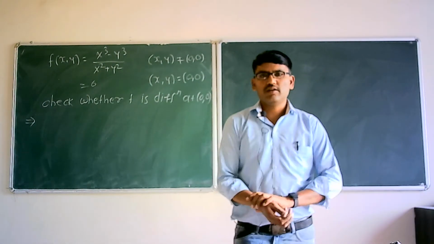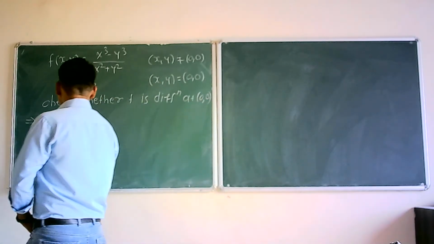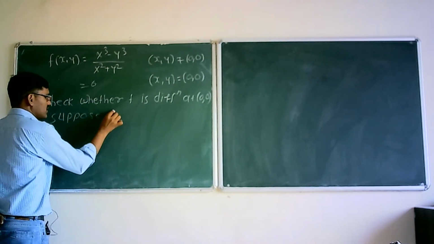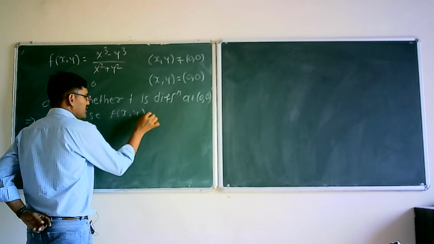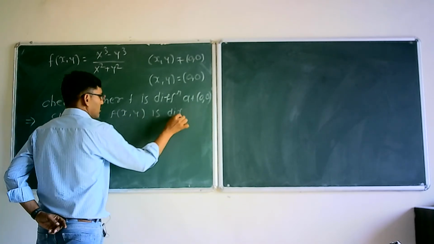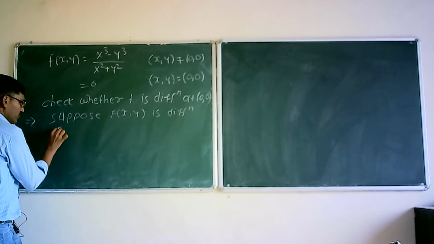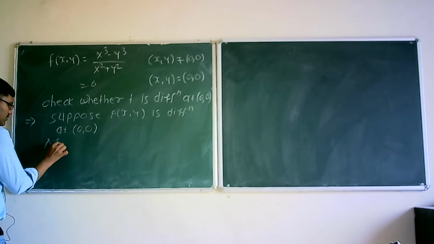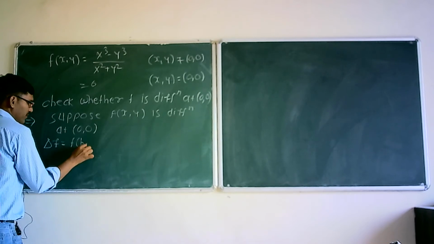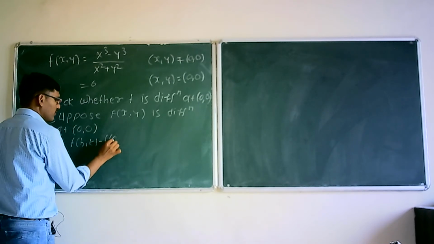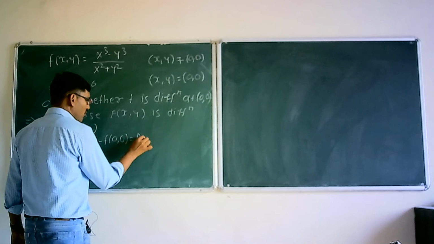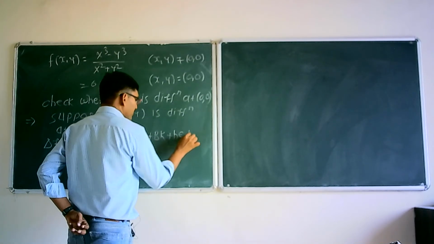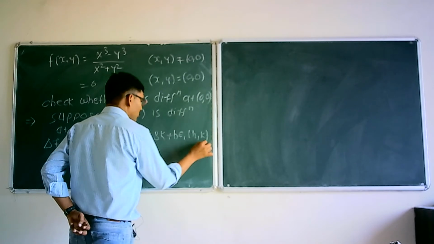Differentiable or not. So now suppose f is differentiable at (0,0). Then what happens here? Your increment function, that is f(h,k) minus f(0,0), can be expressed in the form of ah plus bk plus h epsilon 1(h,k) plus k epsilon 2(h,k).